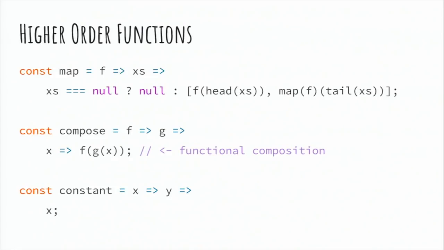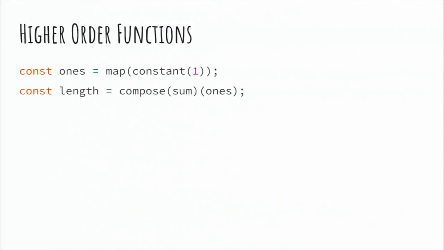And another funky function called constants. So you pass in some constants, and then what you get back is a function that always returns that constant. It takes a parameter, but it ignores it, just returns x.